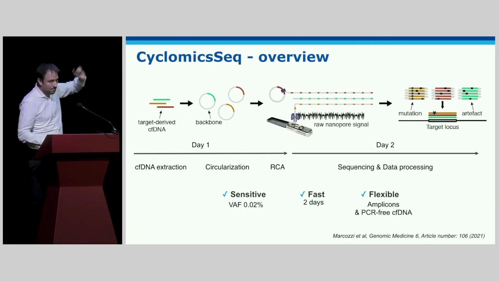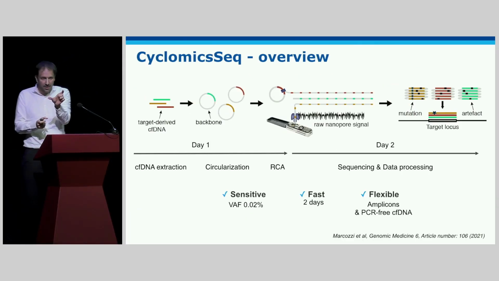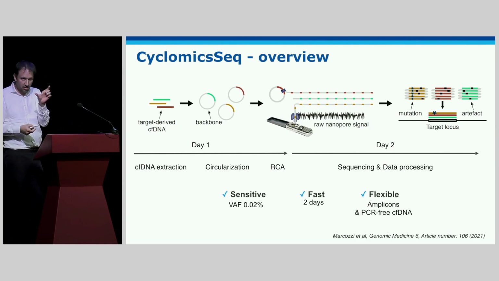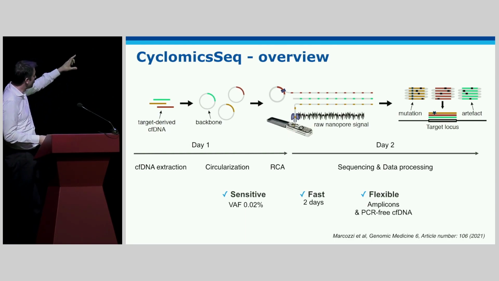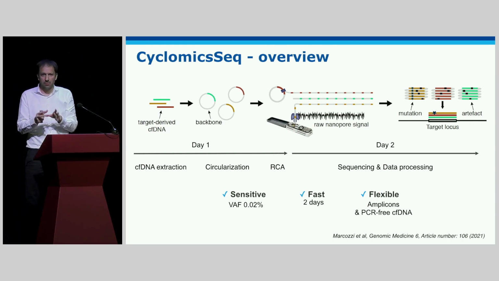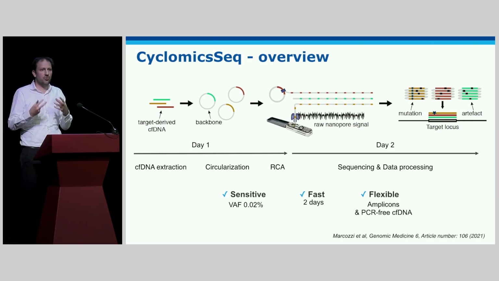So we developed a backbone sequence that allows us to capture target-enriched cell-free DNA molecules. They're very small molecules, so we need to very effectively capture them into circles. And once we have these circular molecules, we can use rolling circle amplification to make copies of the same original template.